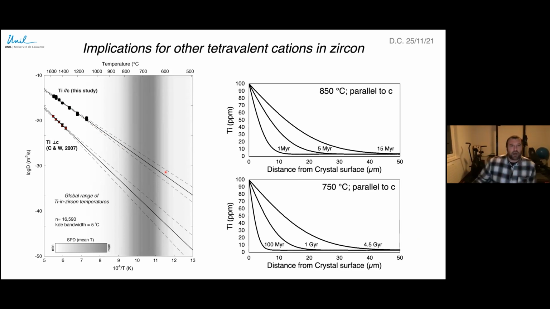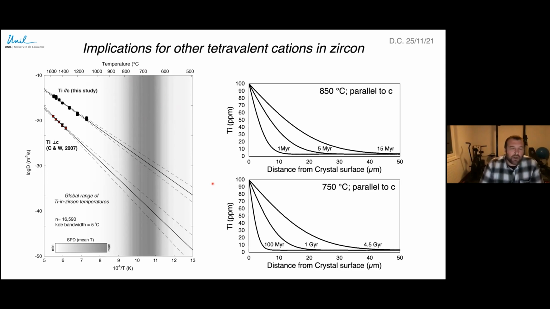Sorry, I should explain this gray band, getting ahead of myself. This gray band we're seeing here is just the scaled probability density of about 17,000 titanium-in-zircon measurements that we took from the GeoRock database to give some idea of what the global distribution of titanium-in-zircon temperatures is. The takeaway here is that the majority of them, as I said, come from about 600 to 800 degrees, which is in this lower temperature range where we probably don't need to worry about this in a lot of scenarios.